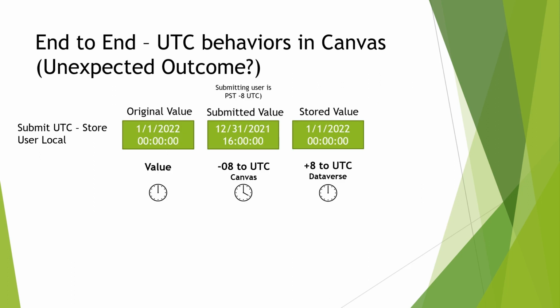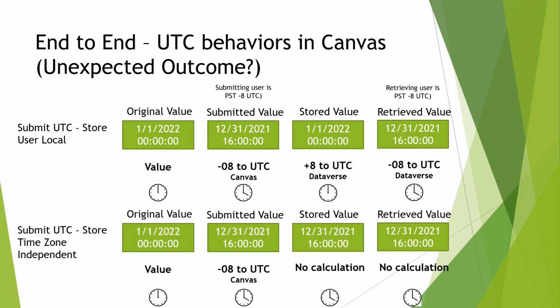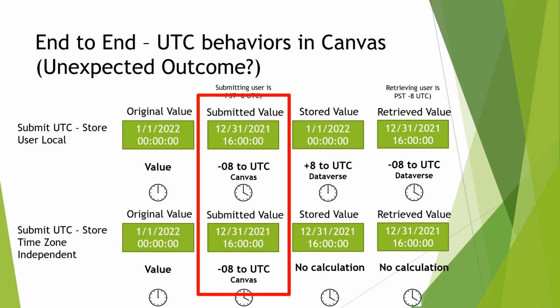Here we have the behaviors of a Canvas UTC field being submitted to Dataverse. When a UTC field is submitted to user local, first Canvas applies the offset to change the value from UTC to the submitter's calculated UTC offset value, in this case -8. Then, Dataverse adds 8 to change what it thinks is a user local value into UTC. Then, when the value is retrieved from Dataverse, it subtracts the current user's offset to display the value. So what we can see here is the value now shows that it's off by -8 hours. This is because of the extra UTC calculation from Canvas. And if we do the same thing with time zone independent, Canvas makes that UTC calculation before storing, and then you can see with no other calculations, the return value is off by -8.